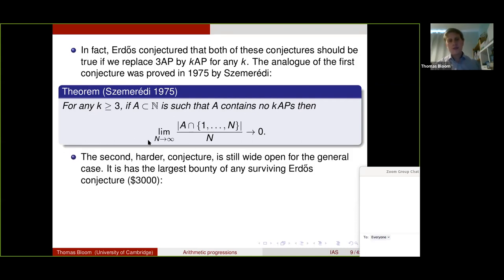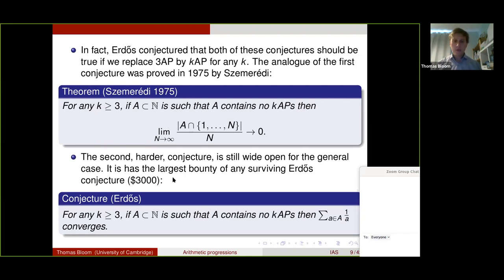And the second conjecture, improving this zero density result to convergence of the sum of reciprocals, is still, I think, completely open for the general case. So we proved it for k equals 3. For k equals 4, maybe there are some hints about the first steps of how to proceed, but certainly for k equals 5 and larger, I think it's completely open. I don't think our techniques really help at all with that.